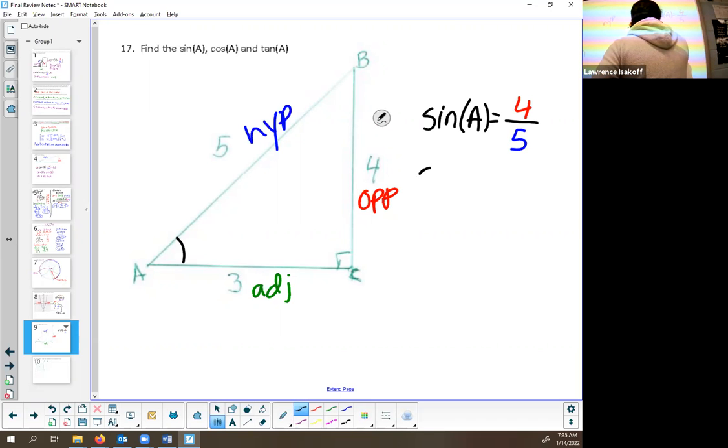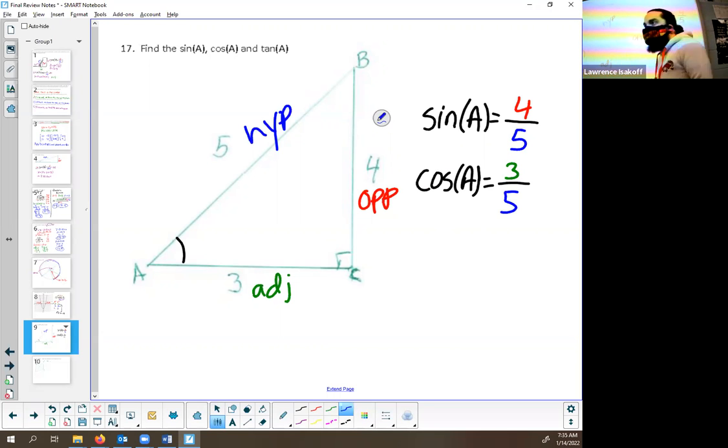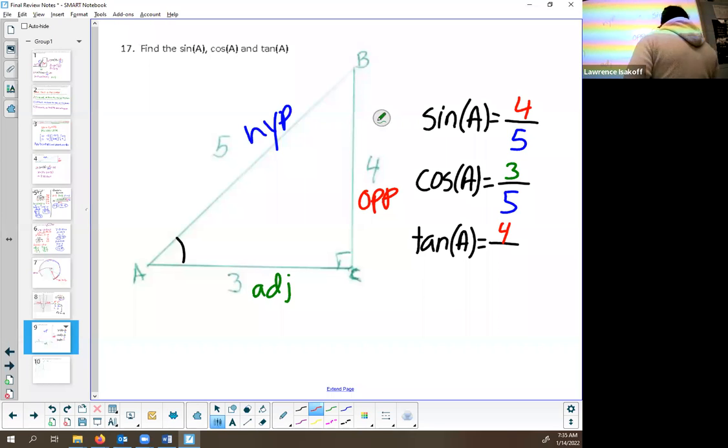The cosine, right, sine, it's cosine. The cosine of A would be the adjacent side over the hypotenuse. So adjacent is 3, hypotenuse is 5, so 3/5. And then finally, tangent of A, that's going to be opposite over adjacent. So my opposite's 4, my adjacent's 3.